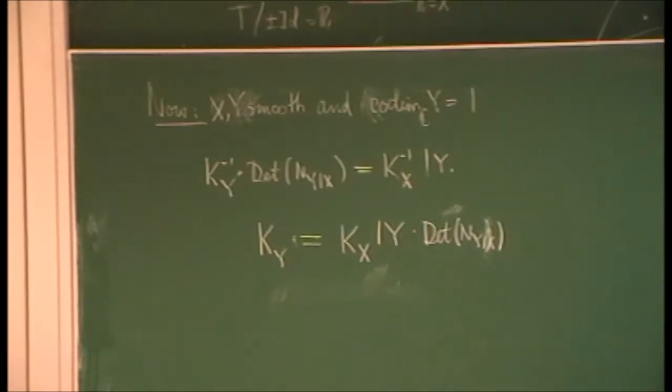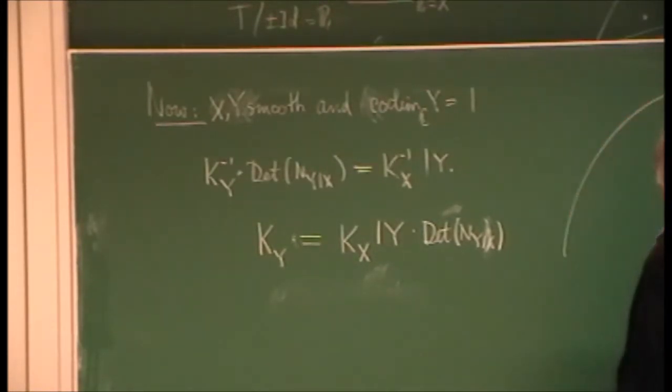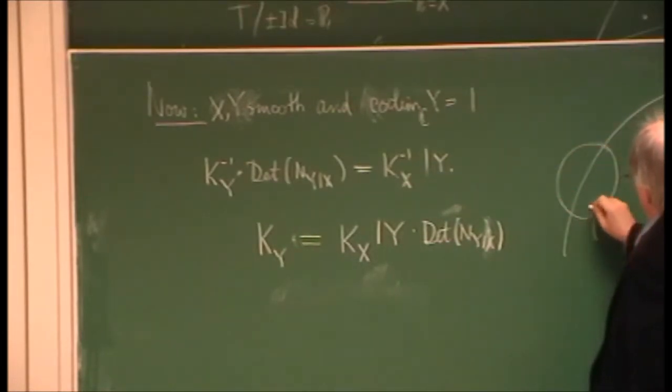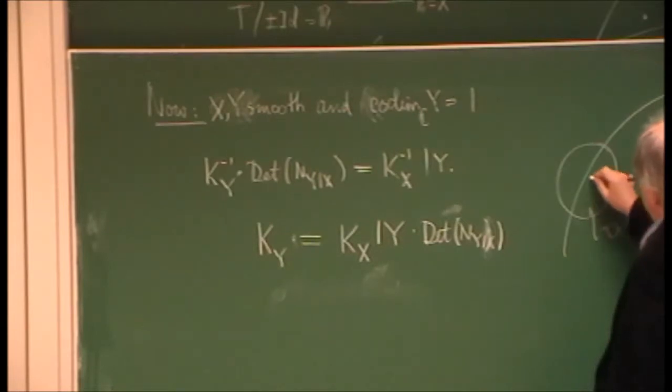Okay, I'm a little bit worried that I missed a sign someplace here. Now, here's Y, and Y is given locally on U_i by f_i equals 0.